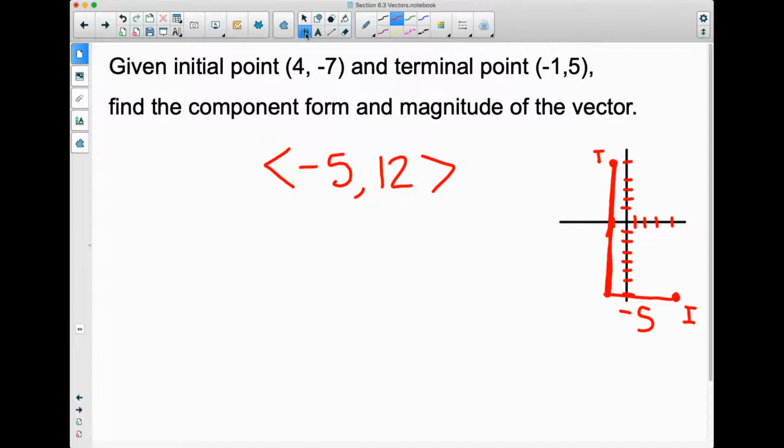So not doing any kind of new stuff. And it's weird because we're so used to rise over run. I think that's the only part that might get a little tricky with that. But your x goes where an x would go in an ordered pair, and your y goes where the y goes in an ordered pair. Okay? But if I wanted to, I could do the formula. So -1 minus 4 and 5 minus a -7, which also gets me -5, 12. Okay? So that's the direction of the vector.